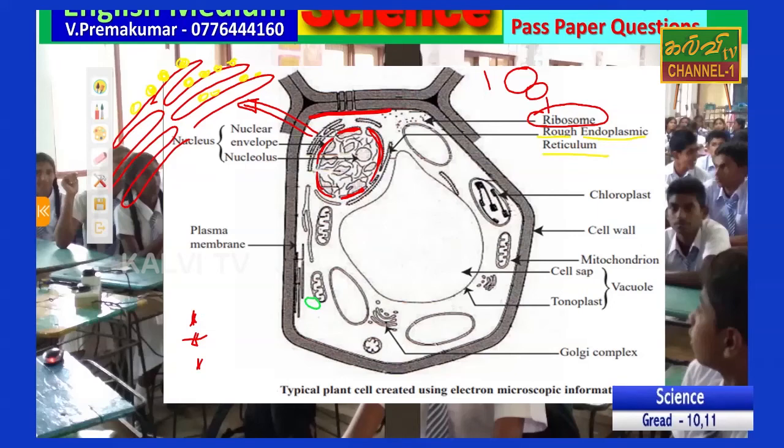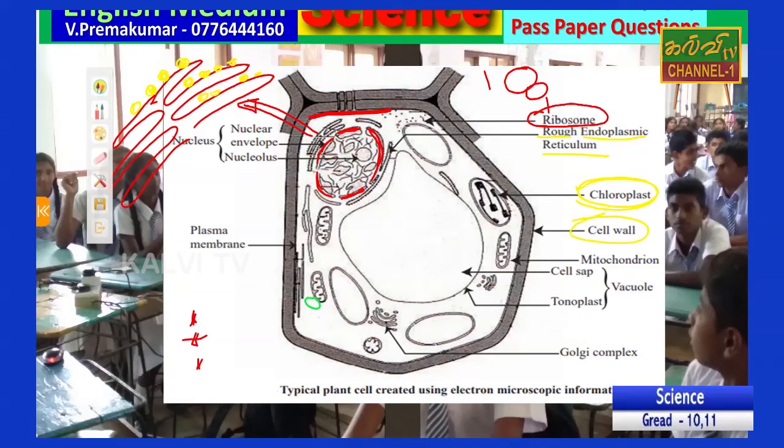Then chloroplast. Chloroplast is only available in plant cells. It has chlorophyll. Chlorophyll, we call thylakoid, and everything is not necessary, but we must know only plant cells have chloroplast. And the cell wall they mentioned, we already studied.